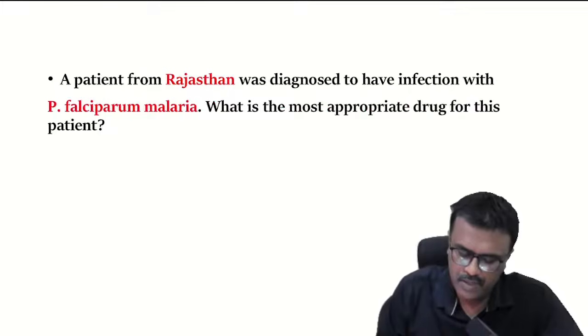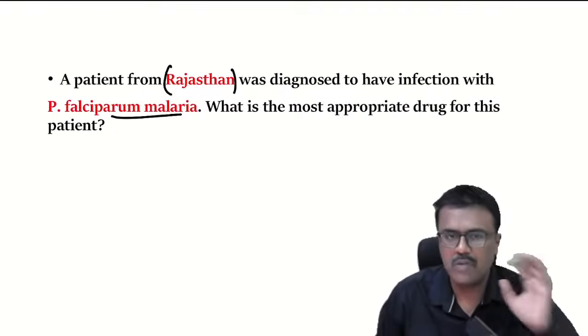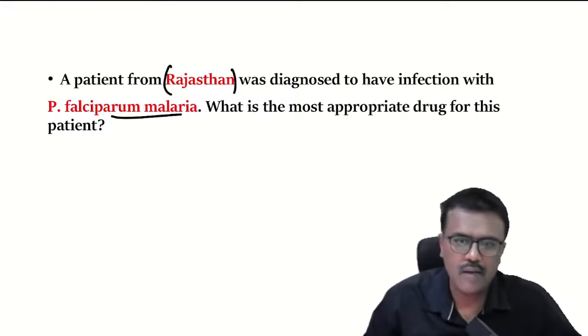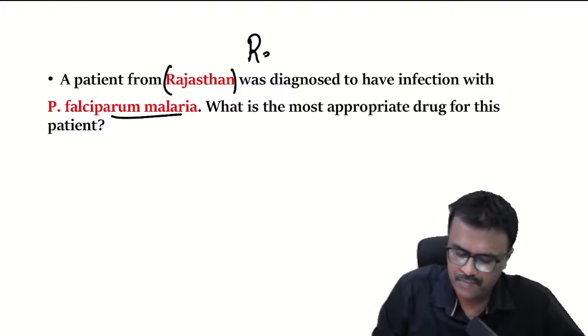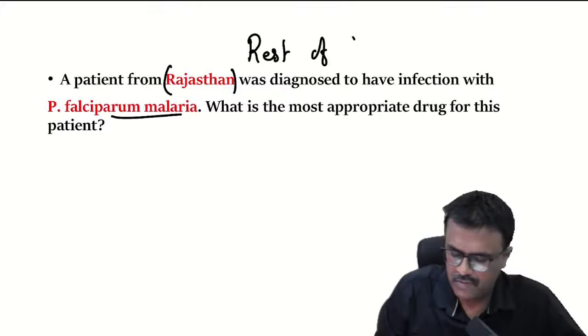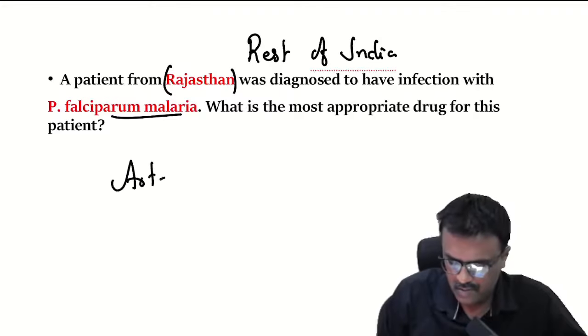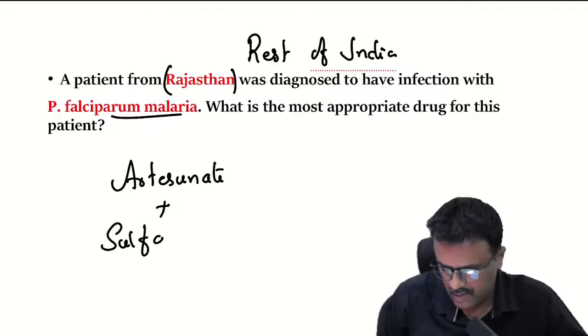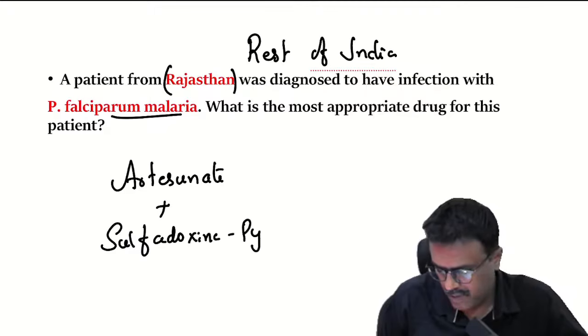Now, rest of India, a patient from Rajasthan was diagnosed to have falciparum. What is the most appropriate drug? Northeast, I told you. In the rest of India, we use artesunate plus sulfadoxine pyrimethamine combination.